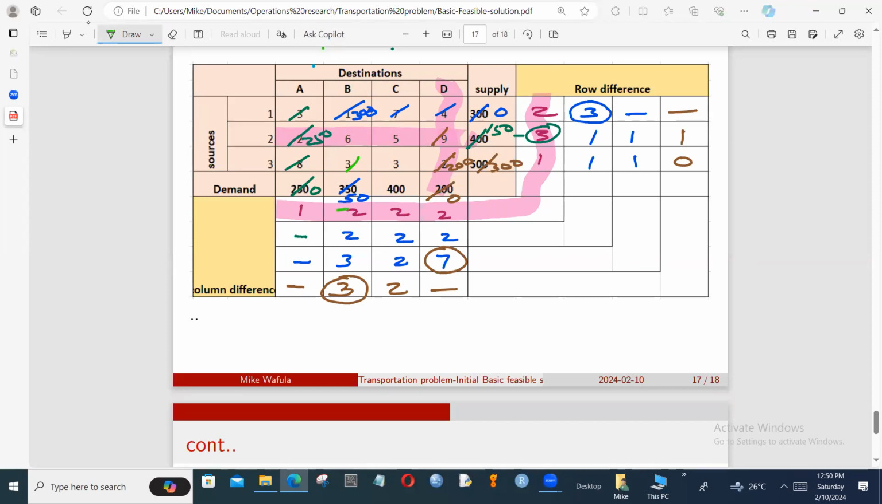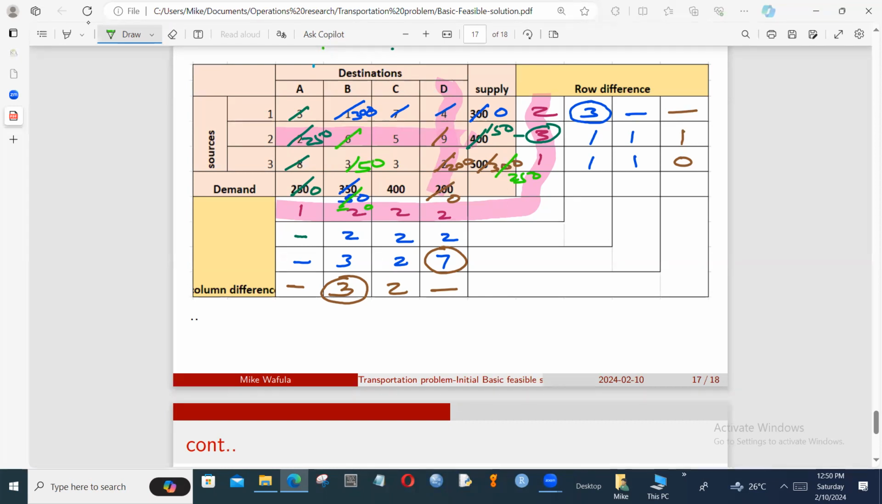So I'll be comparing 50 against 300. So 50 will come here. And so I'll have now met the demand of destination B. But then source 3 will still be having 250 more units to go.